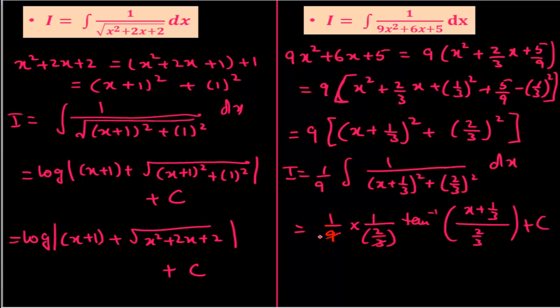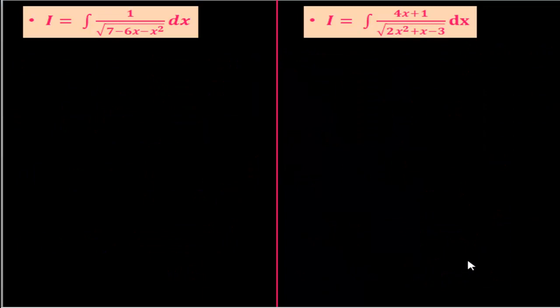You can see with 3, 9 gets cancelled out and we are left with 1 over 6 here. And then tan inverse, we will take LCM in the numerator. It will become 2x plus 1 over 3. And this 3 will get cancelled out with the 3 in the denominator of the denominator. So on simplifying this, we get 3x plus 1 divided by 2 here and constant of integration. So you can see how the given polynomial can be converted into either sum or difference of two perfect squares.